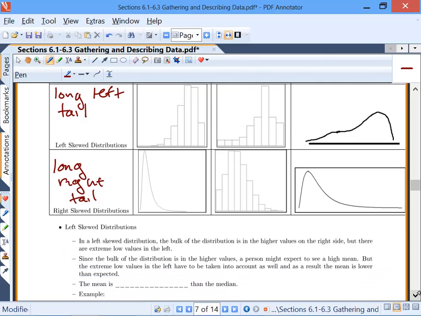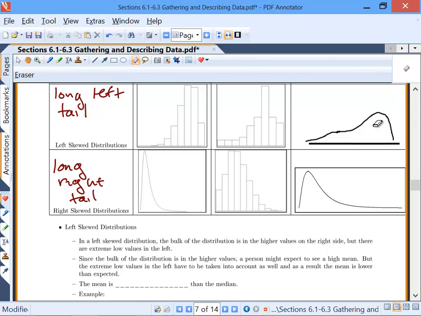In a left skewed distribution, the bulk of the distribution is in the higher values on the right side, but there are extreme low values on the left. Since the bulk of the distribution is the higher values, you might expect to see a high mean. For this example, if you ignored the tail for a minute, wouldn't you think the mean would probably be somewhere like here? But because you've added these really low values, your mean is going to get pulled down. It's going to be lower than you might have expected.